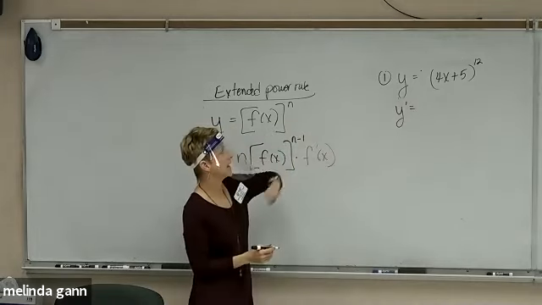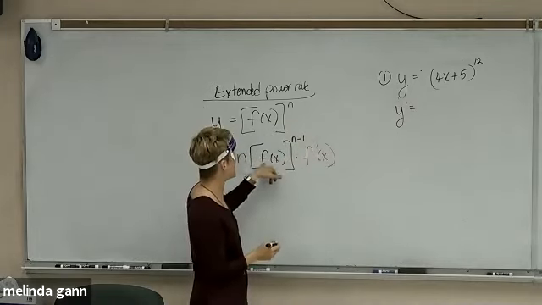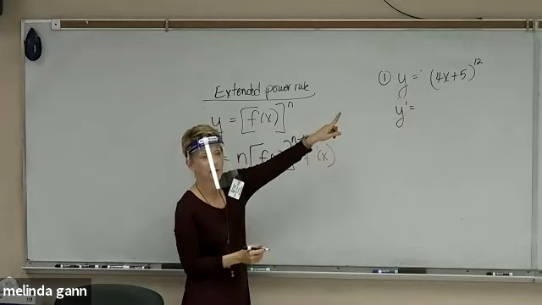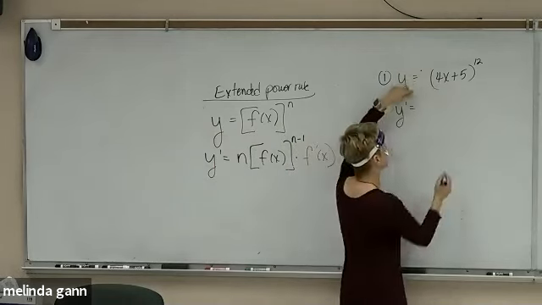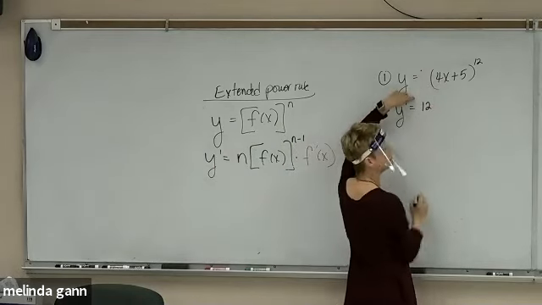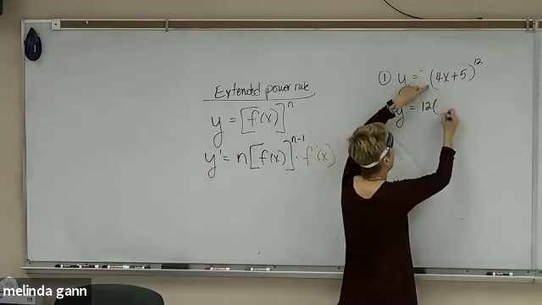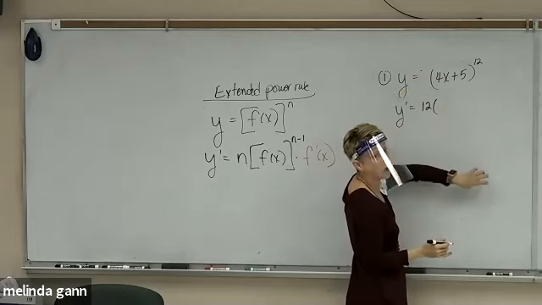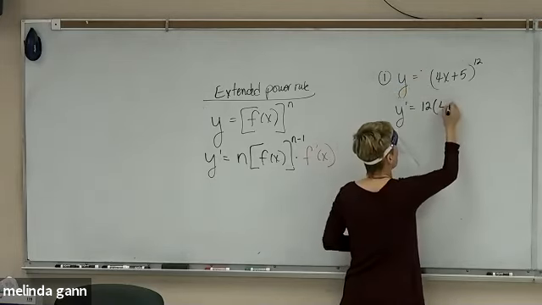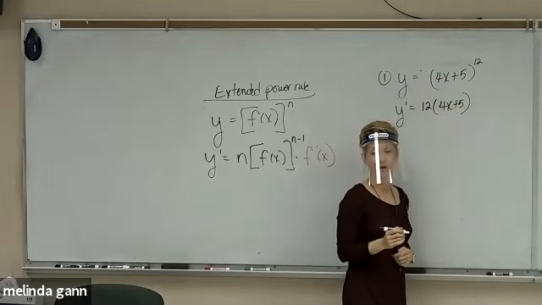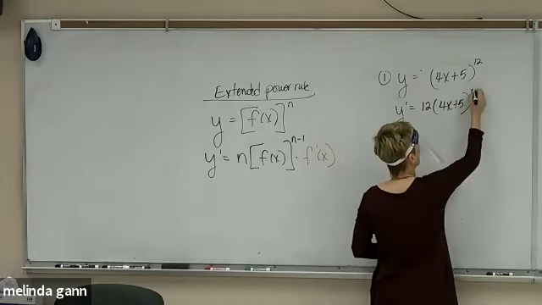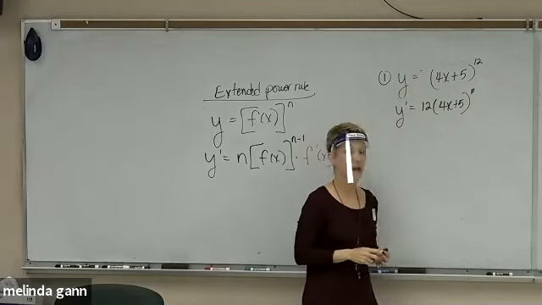What's my f of x up there? Do you see my f of x is 4x plus what? 5. So what does this rule say I do? What do I do with that 12? It comes down. Now, what happens to my expression? It stays the same. So it stays 4x plus 5. What happens to my power? It comes down by 1, 11. But I'm not finished.